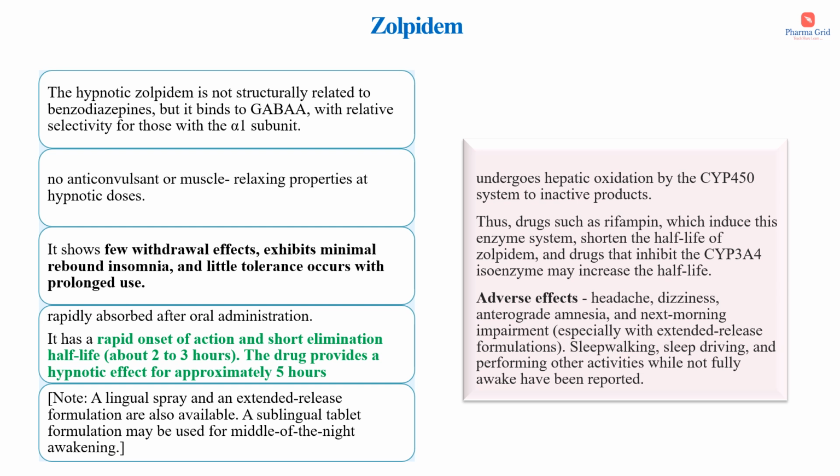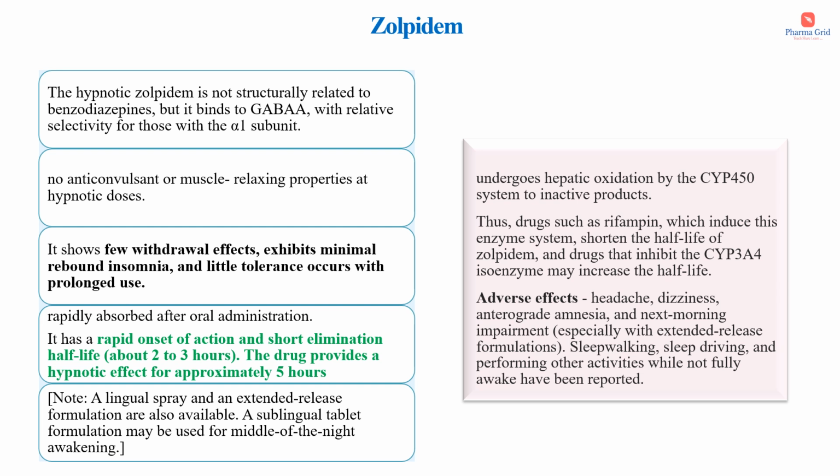Okay, so the first drug is zolpidem, that comes under newer non-benzodiazepine hypnotics. The hypnotic zolpidem is not structurally related to benzodiazepines, but it binds to the GABA A receptor, okay, with relative selectivity for those with the alpha 1 subunit. It has no anticonvulsant or muscle relaxing properties at hypnotic doses. It shows few withdrawal effects, exhibits minimal rebound insomnia, and little tolerance occurs with prolonged use.